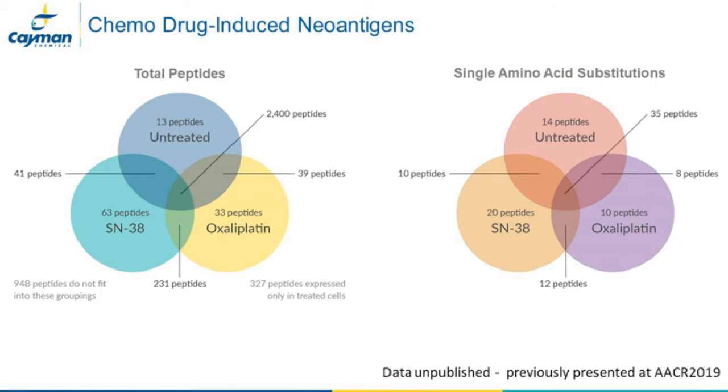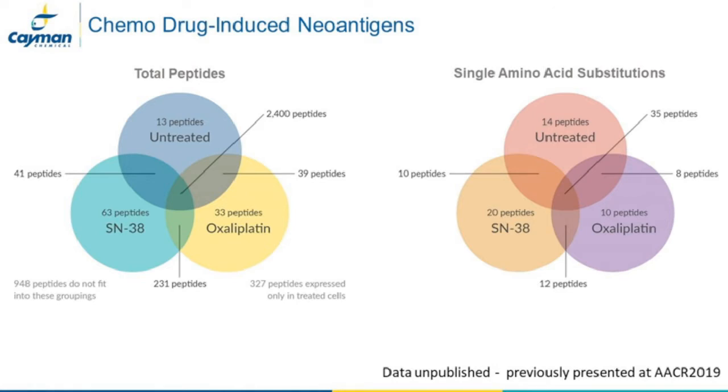In the experiment I just described with chemotherapeutic drugs, we used only the canonical human database. As expected, most of the peptides in the center of the Venn diagram on the left were common to all the conditions. And then the treatment groups shared more peptides with each other than with the untreated.